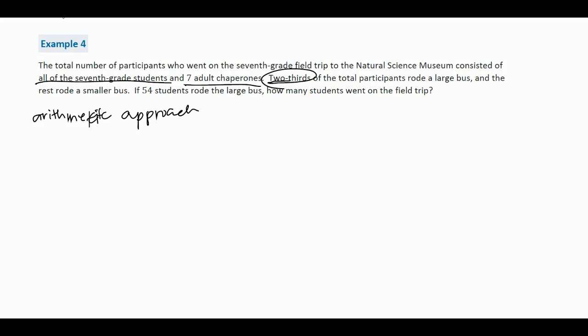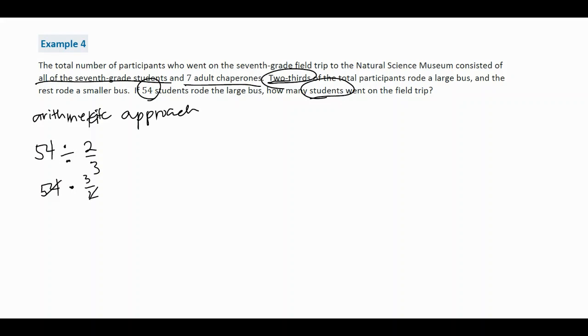All right, so for this one, we need to divide the 54 by the 2/3. Why? This is going to get the total number of participants, which is all the 7th graders and of course the 7 adult chaperones. But you are just being asked for the number of students. So division again of fractions: keep, change, and flip. And then we can simplify this.